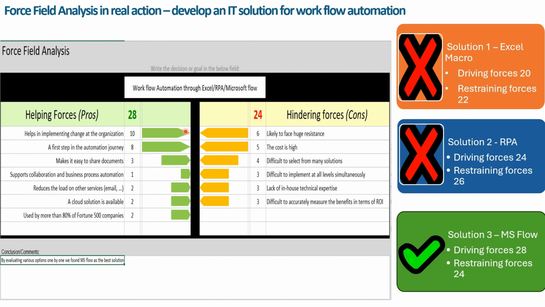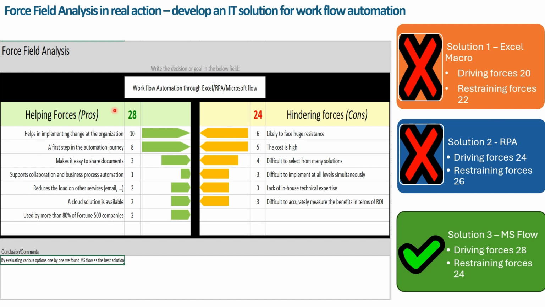Step 3 is assigning the score. Rate the impact of each force on a numerical scale, where 1 is the least and 10 is the highest. And do the same for the hindering forces also. Then, after adding all of the helping forces and the hindering forces, we will get this final number. Based on the final numbers, select the solution where helping forces supersede the hindering forces by a significant margin.